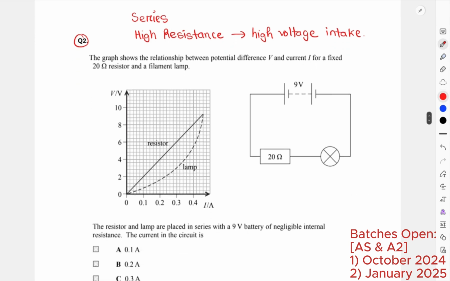So let's just start over here. Now it says that the graph shows the relationship between the potential difference and current for a fixed 20 ohm resistor and a filament lamp.